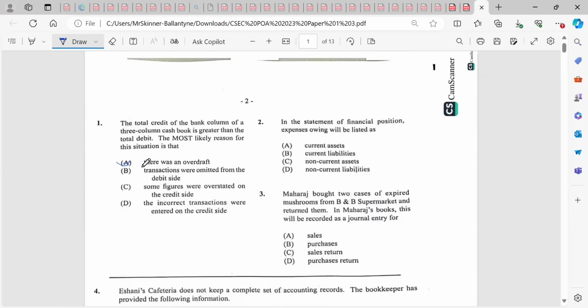Number 2, in the statement of financial position, expenses owing will be listed as current liabilities. These are things that you owe. So there is a big sellout right there.